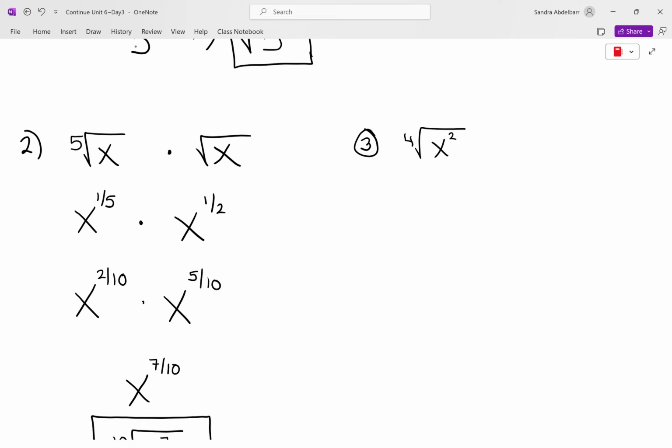Okay, and now sometimes I even throw a little curveball at you. So here we have the 4th root of x to the 3rd times the 5th root of x to the 2nd. Can I multiply these right now? No, we cannot multiply them right now. So what am I going to do? I'm going to change it into exponential. x to the 3/4 times x to the 2/5.